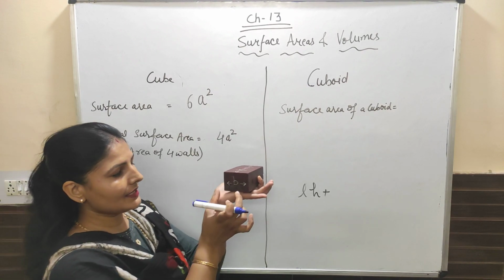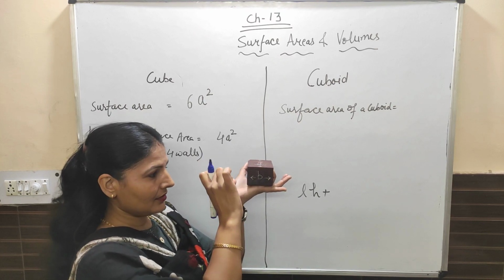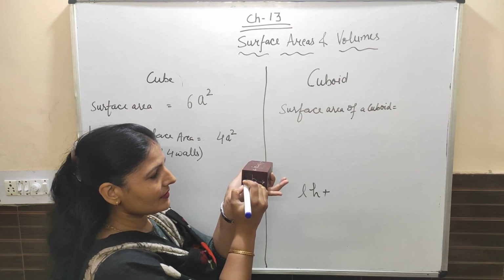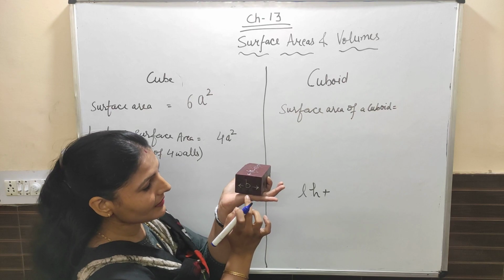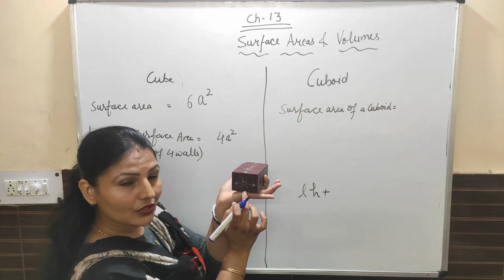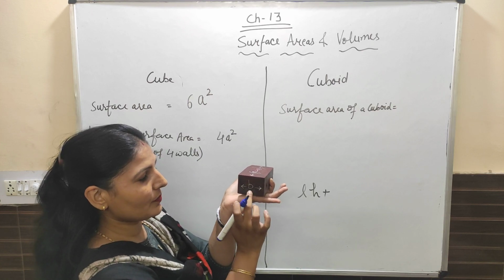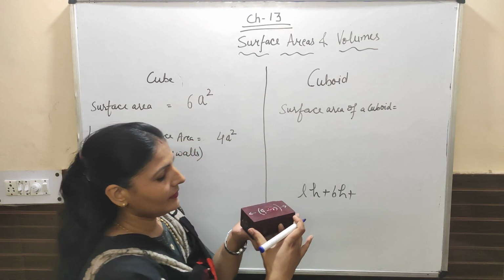Now this is our second face. For this face, this is B, and this is the height, H. What will be the area of this rectangular face? Again, multiplication of the length and breadth. It means B into H. Breadth into height, BH.